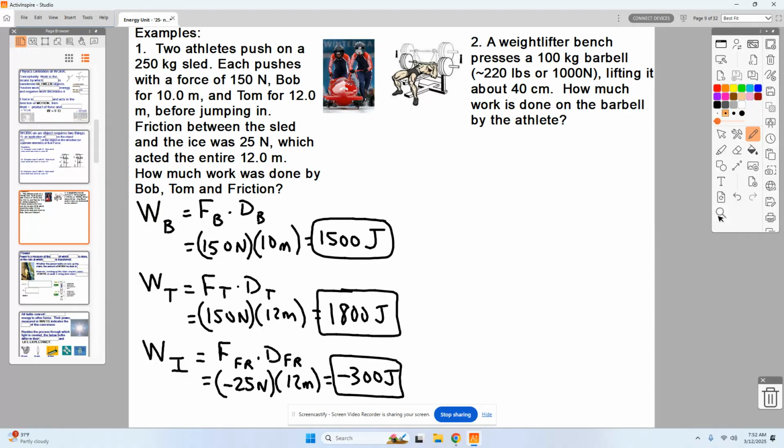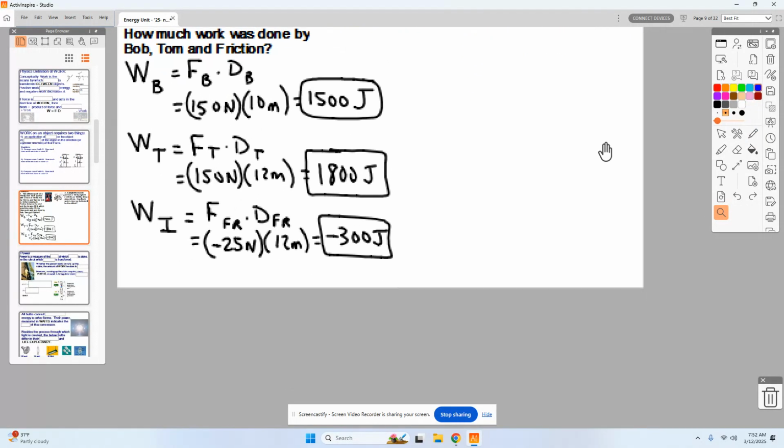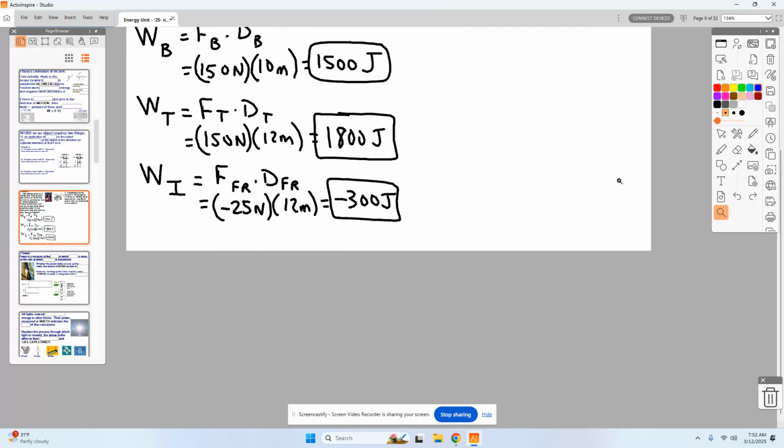Now what I'm interested in is the total work. If I have three things that are doing work on this, then I would just simply add them up. The total work, using a notation that you've seen before, is a sigma. Sigma means the sum of the work done. I add those things up, and I get 15 plus 1,800, that'd be 3,300. Take away 300, I get 3,000 joules. And so the total amount of work is 3,000 joules.